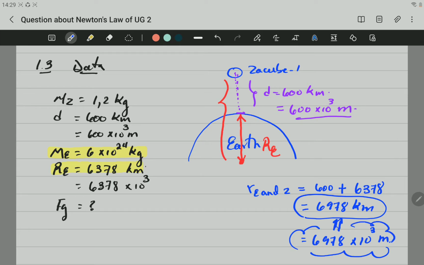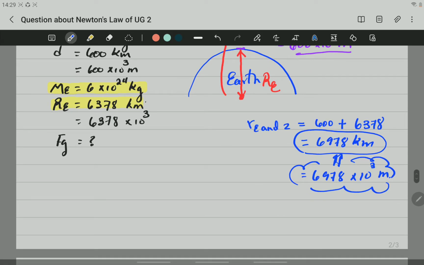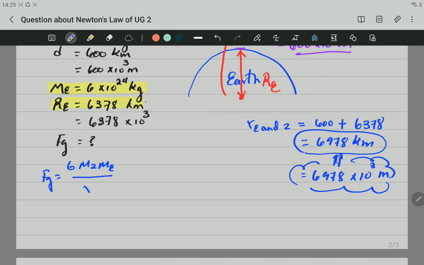Okay, so now the rest is just to write the formula and the substitution. So here the gravitational force is equal to G, mass of the cube, mass of the Earth, divided by the distance between the cube and the Earth, which remember we did calculate here at the bottom.